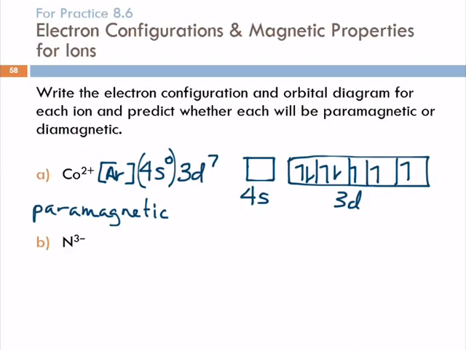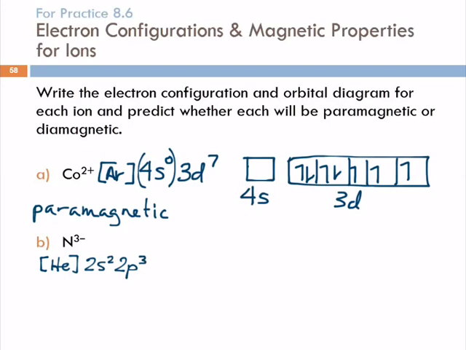Any other questions? So we would expect cobalt-2 plus ions to be attracted to magnetic fields, to interact. Let's look at the nitrogen ion. So it would be helium. We'll do nitrogen first. 2s2 and then 2p2, right? No, 3.